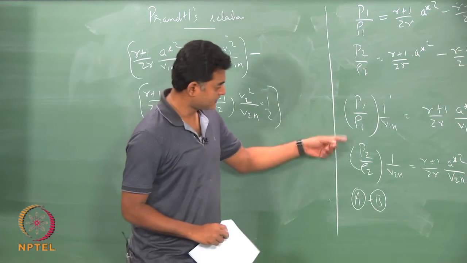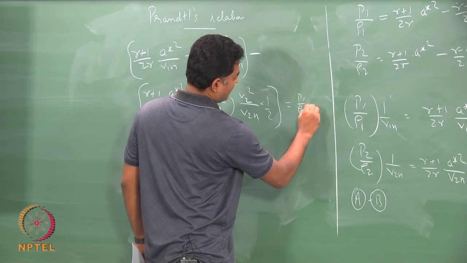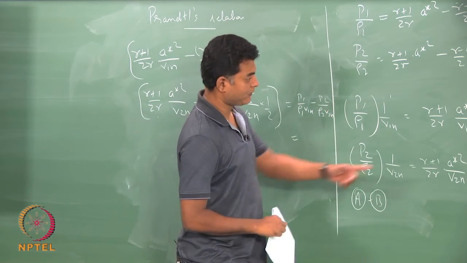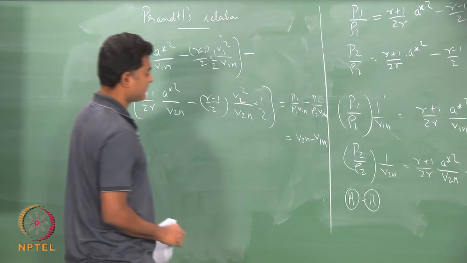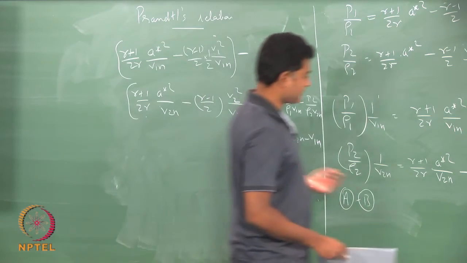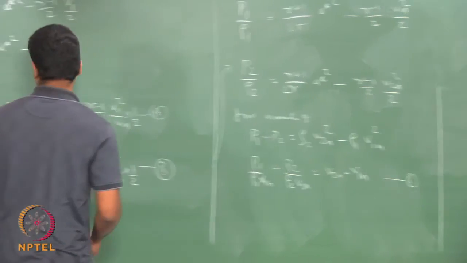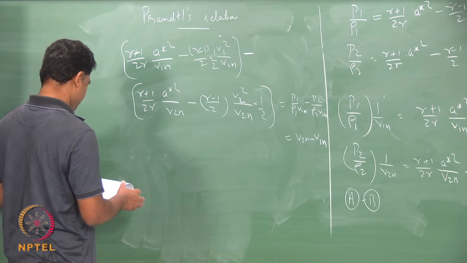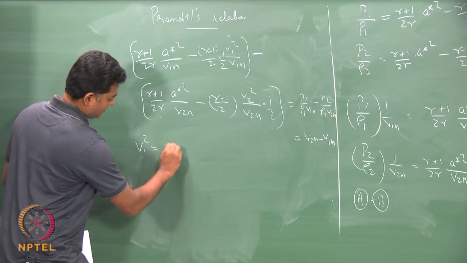So, we have subtracted this, which would be equal to P1 by rho 1 V1n minus P2 by rho 2 V2n, which we know from equation 1 as V2n minus V1n. Okay. So, we are substituting this value, from the equation that we have seen, as equal to V2n minus V1n, which is what I have written here. So, this can be modified if I do this.